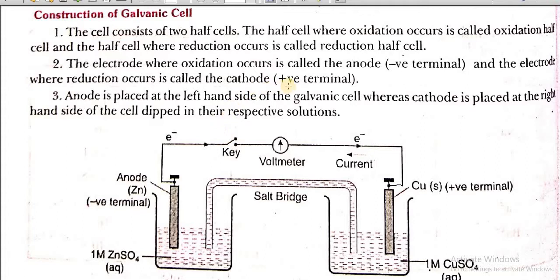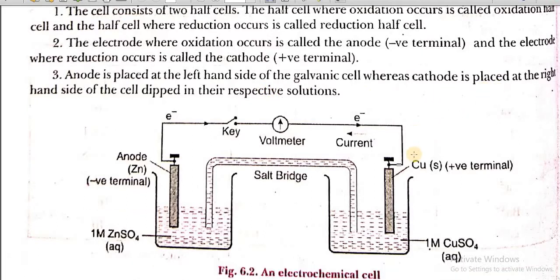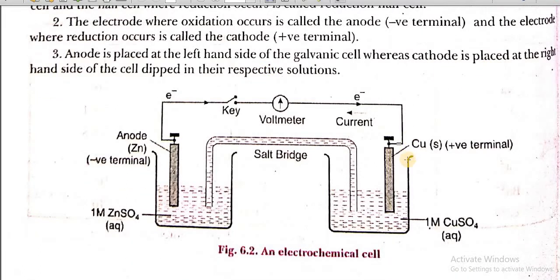The electrode where oxidation occurs is called the anode. So at the anode, oxidation takes place, and it is also called the negative terminal. And the electrode where reduction occurs is called the cathode, and it is called the positive terminal. The anode is placed on the left hand side of the galvanic cell, whereas the cathode is placed on the right hand side of the cell, dipped in their respective solutions.